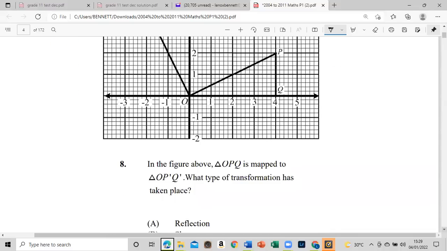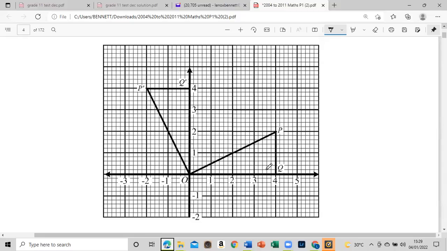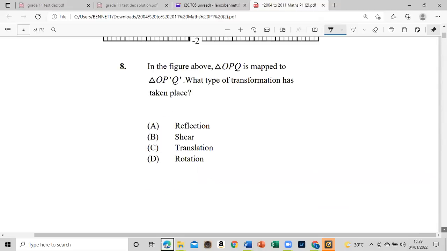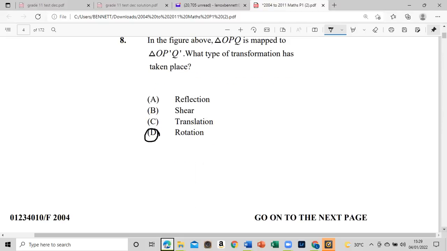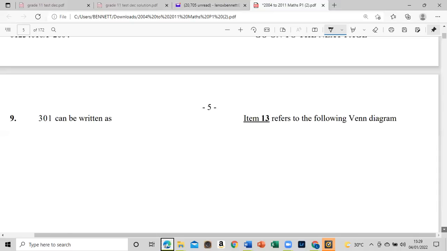All right, in the figure above, P is mapped onto that. Which type of transformation has taken place? So we now have to just define the transformation. From P to this, obviously we can see it's a rotation, right? So that's a rotation. It could be a reflection, a shear, or a translation. With translation, it doesn't change. Shear is not part of the syllabus.